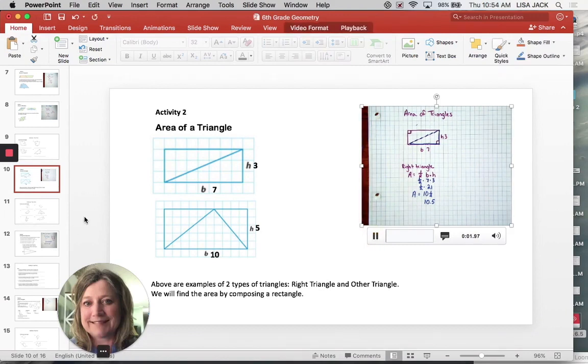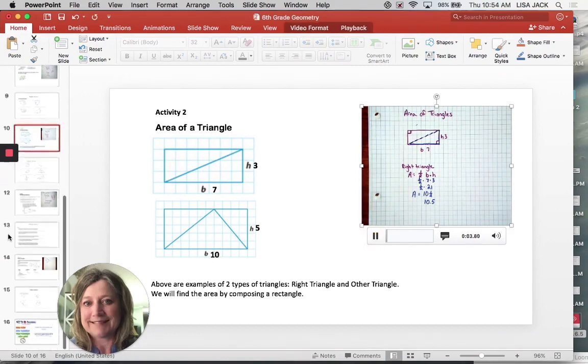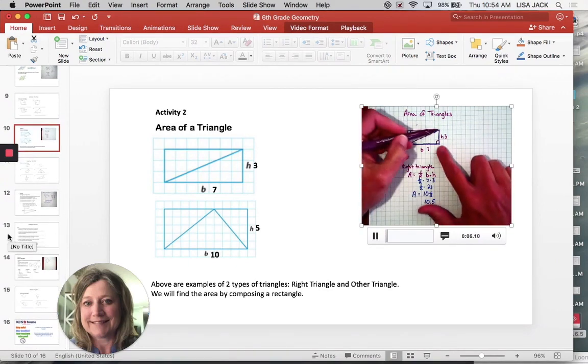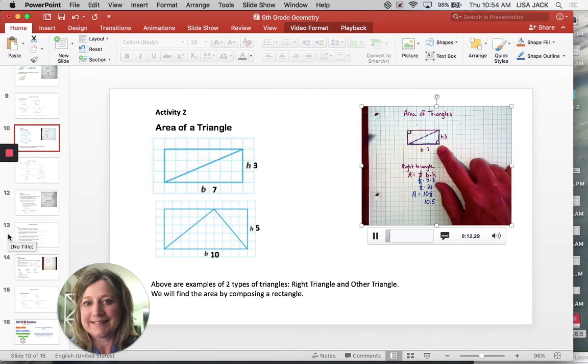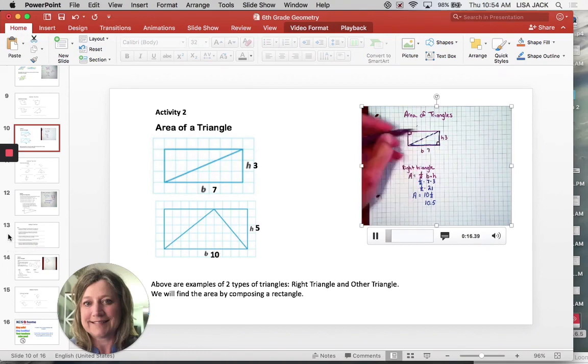Okay, we're going to learn about the area of triangles now. I've drawn a triangle here with a blue dotted line and a blue outline. This is called a right triangle because we see these little boxes. They represent a right angle, which is a 90-degree angle. So that's why we call it a right triangle.